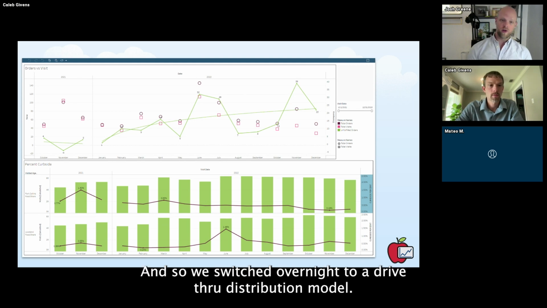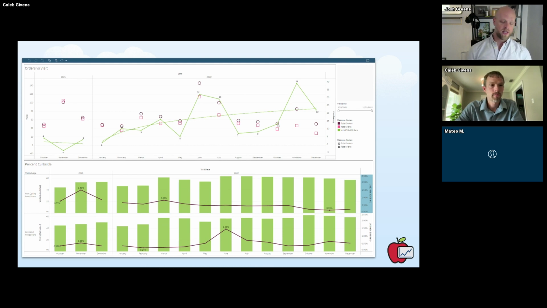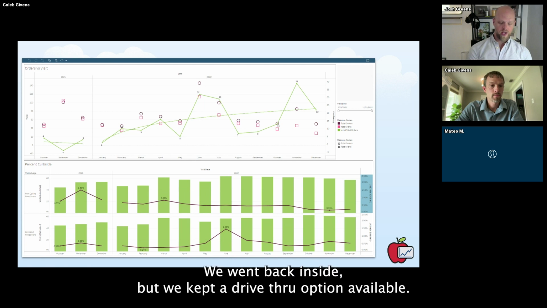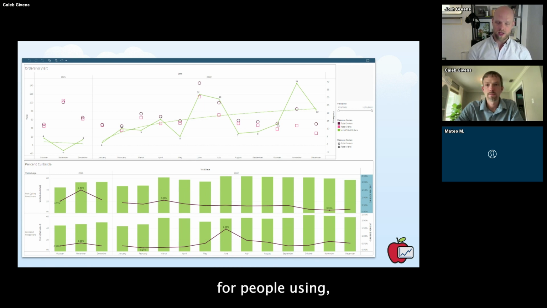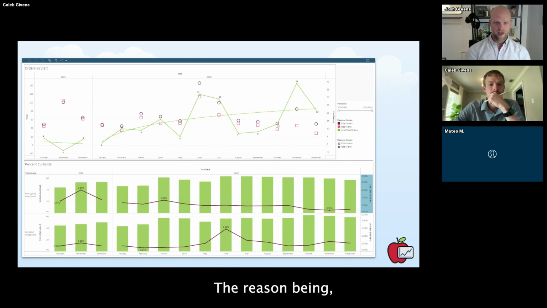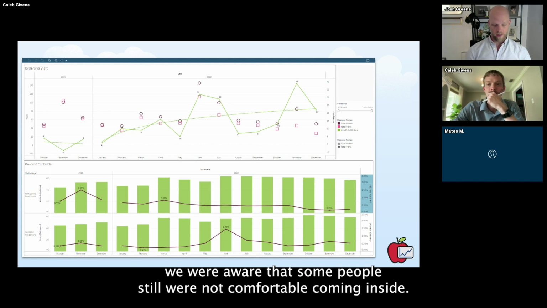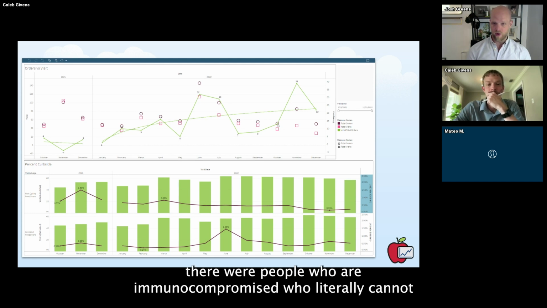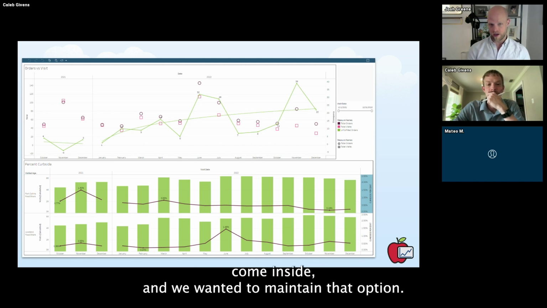And so we switched overnight to a drive-through distribution model. In October of 2021, we went back inside, but we kept a drive-through option available for people using the order ahead platform through Feeding America. The reason being, we were aware that some people still were not comfortable coming inside. There were people who were immunocompromised who literally could not come inside, and we wanted to maintain that option.